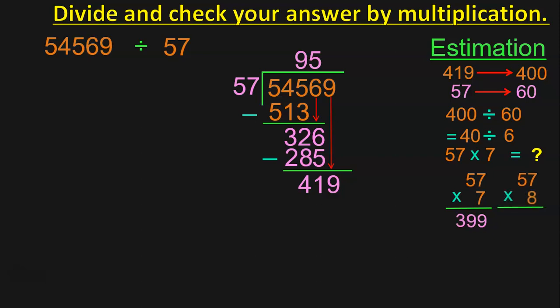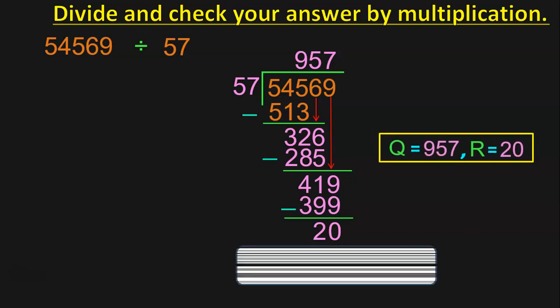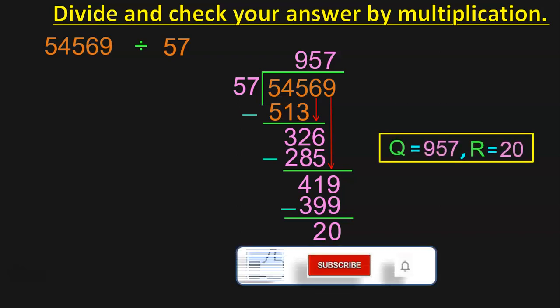So you're getting 399. Let us try with 57 by 8, what you're getting. You're getting the answer to be 456, which is bigger than 419. So we have to go with the quotient as 7. 57 into 7 is 399, and you get the remainder to be 20. We cannot do any further steps. So we write down the answer. Quotient is 957 and remainder is 20. The next step is to find out if the division is correct by using the method of multiplication.